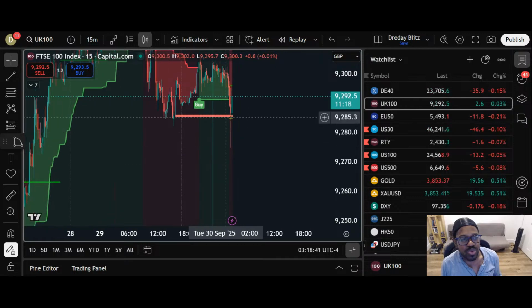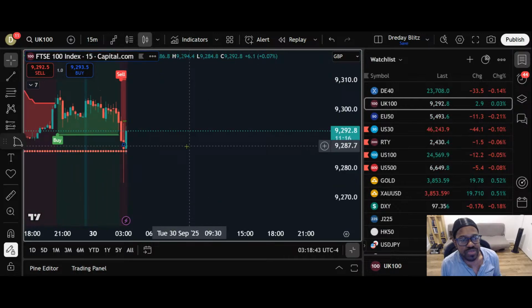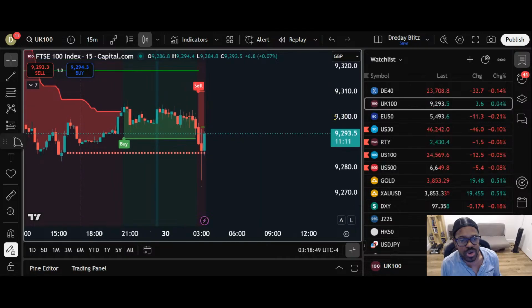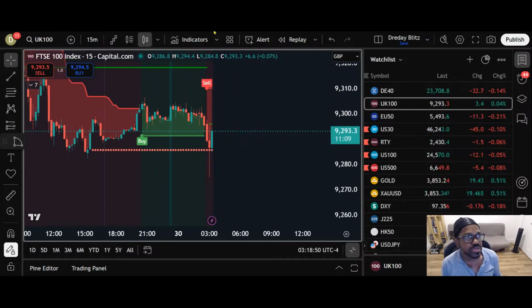We did have a big wick right here, so we just have to be careful to see if it wants to retrace a little bit higher before making its move.